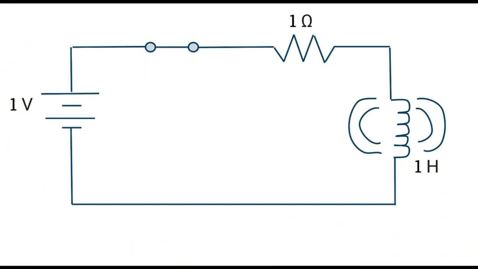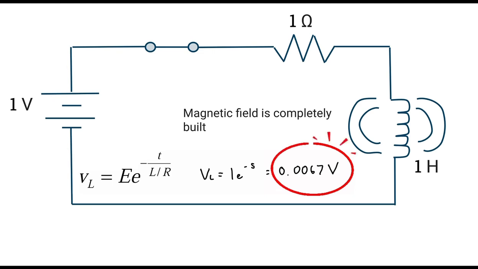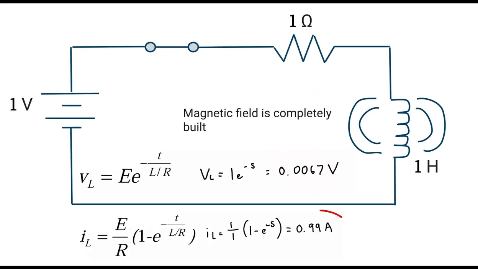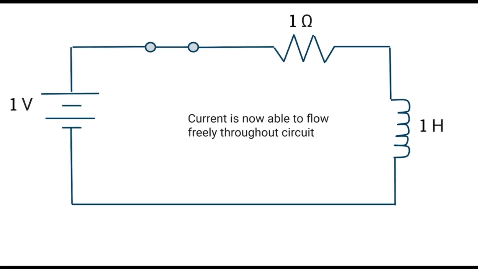And now, after 5 time constants, the voltage is going to get closer to 0, where it will now be at 0.0067 volts. On the other hand, the current is going to get closer to 1, where it will now be at 0.99 amps. At around this time period, the magnetic flux is going to be completely built and no longer moving. The magnetic flux only pushes back a voltage while it is building up. When it stops, it no longer pushes back, so current will now be able to flow freely through it.